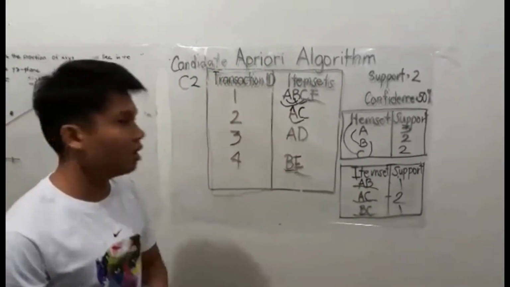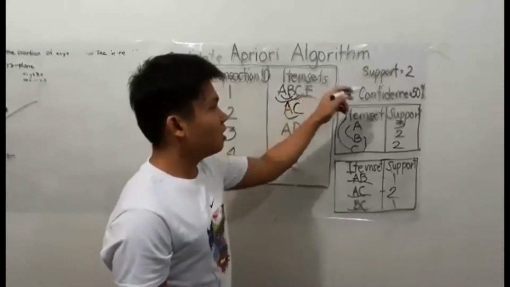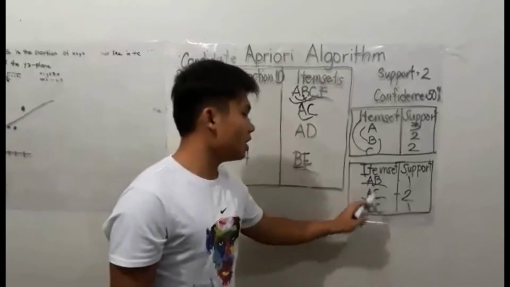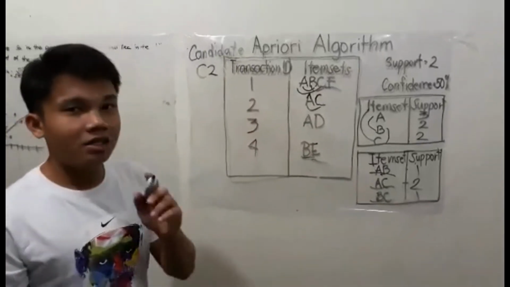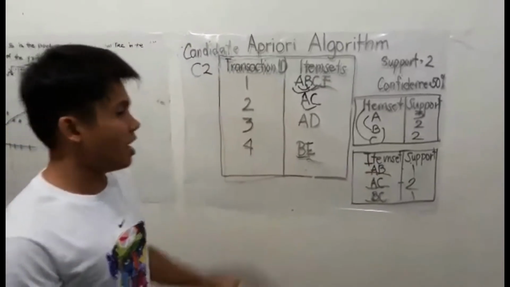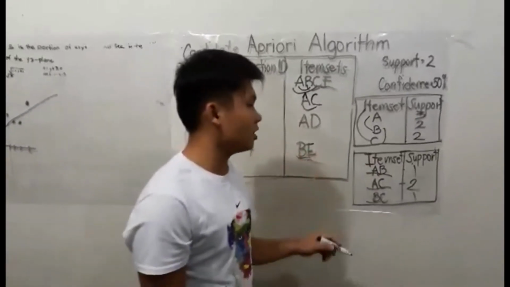As I observed earlier, when the support is less than the given support, it will be ignored. As you can see, AB and BC have only 1 support. Then that means that AB and BC will be ignored for this item set.